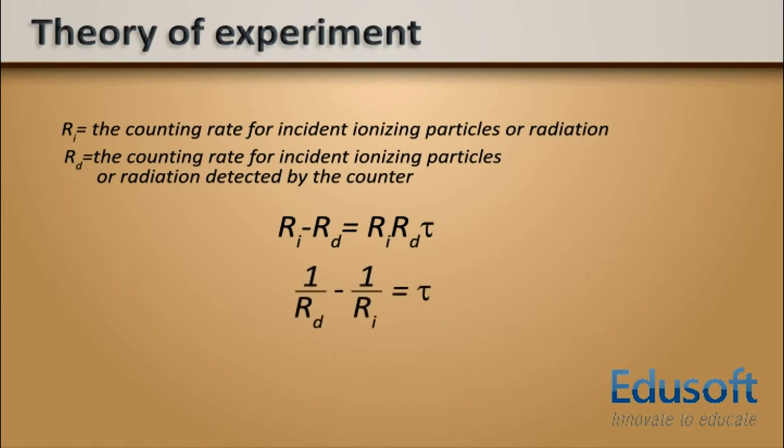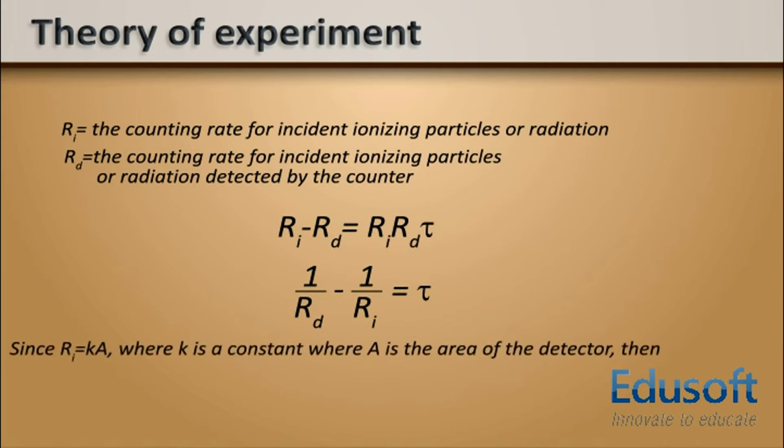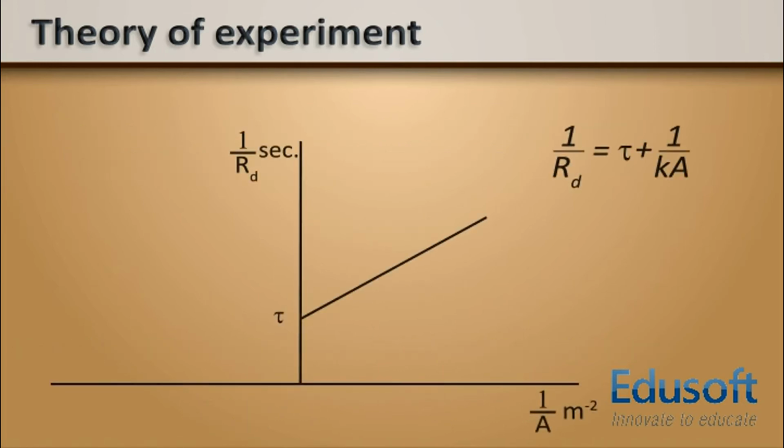Since Ri is proportional to the area of the detector, then Ri equals KA, where K is a constant and A is the area of the detector. Then the equation will be in the following form. The relation between 1 by Rd and 1 by A is a straight line intersecting the y-axis at tau. Now let's start the experiment.